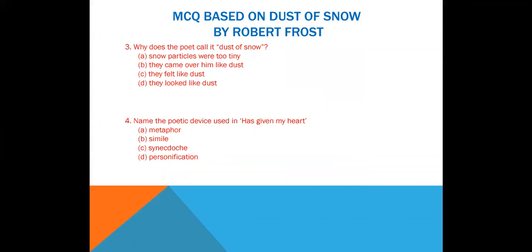If we move on to the third question, why does the poet call it dust of snow? First of all, it means the snowflakes. So why is the poet calling it dust of snow? The options are: snow particles were too tiny, they came over him like dust, they felt like dust, they looked like dust. It would be first part, snow particles were too tiny. Then the fourth question, name the poetic device used in has given my heart. There are two poetic devices used in this line. I have already explained to you alliteration and synecdoche, but now we don't have the option for alliteration, so we would go for synecdoche.